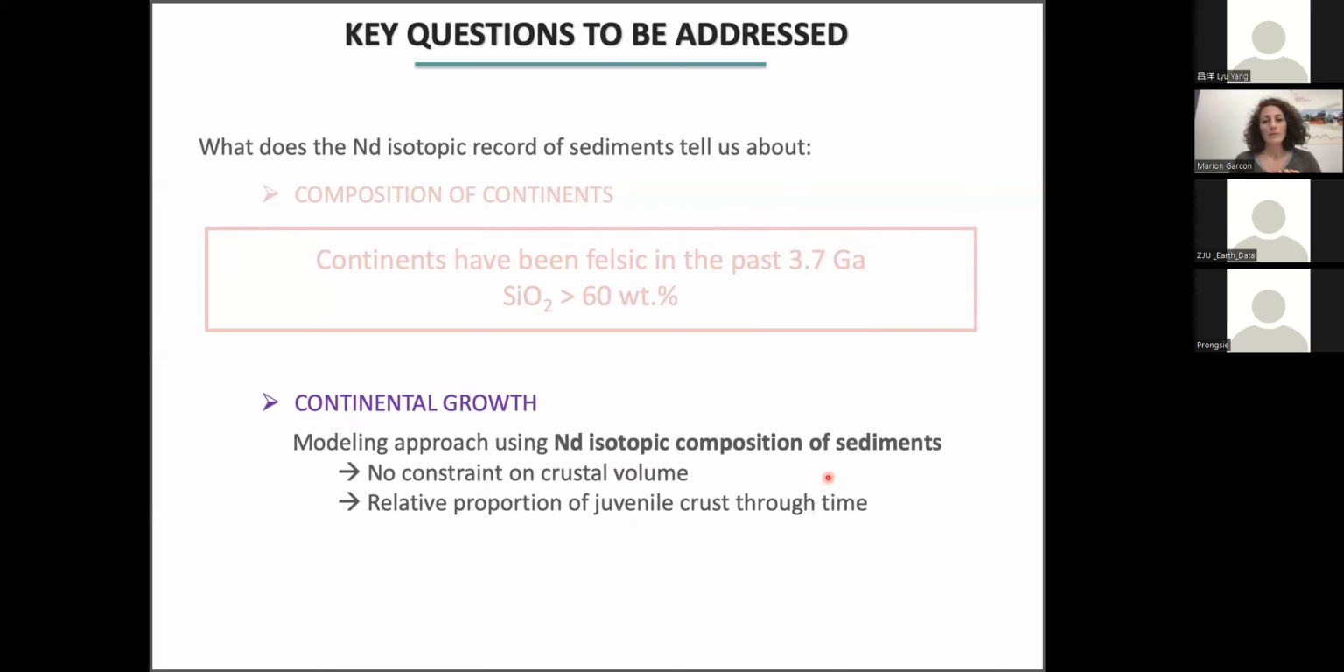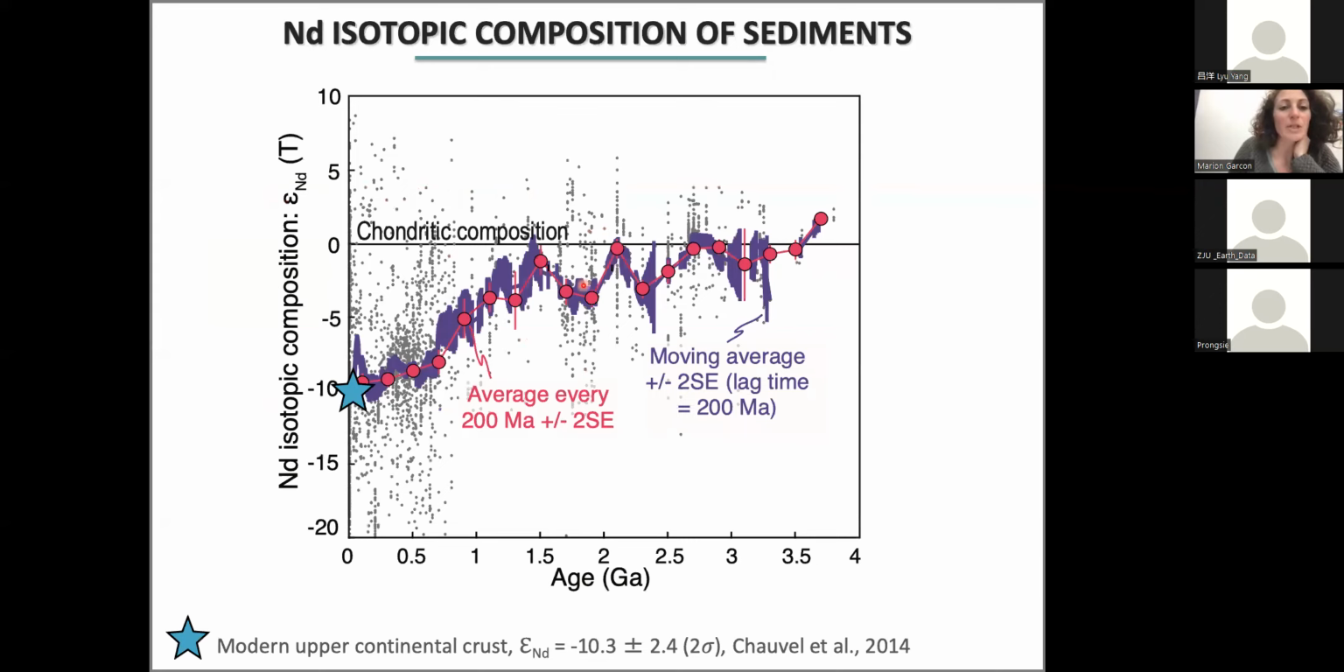Okay, so now if we go to the second topic, which is the growth of continental crust. This time I use the neodymium isotopic composition of the sediments through time. So here is just the compilation of the data I have done. We have the neodymium isotopic composition calculated at deposition age versus the age of the sediments, the bin average in pink, and the moving average in purple. And the modern crust is here, so they're really well matched.